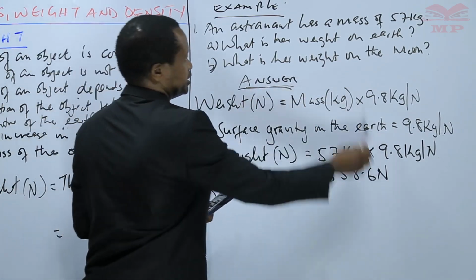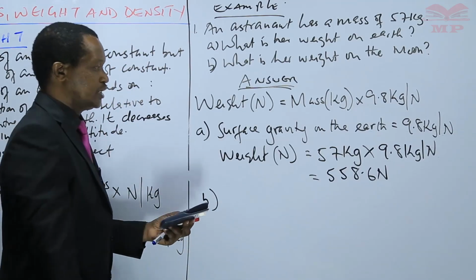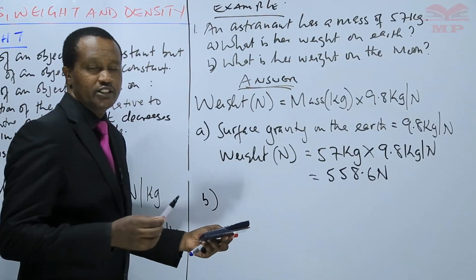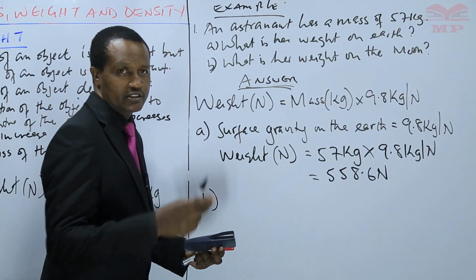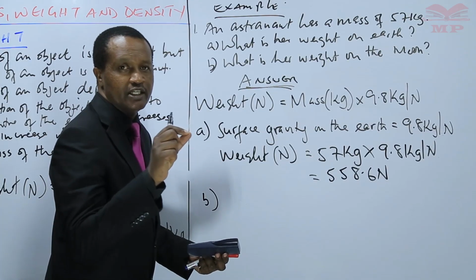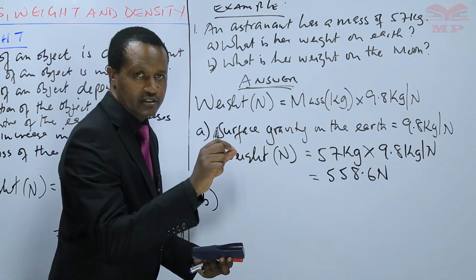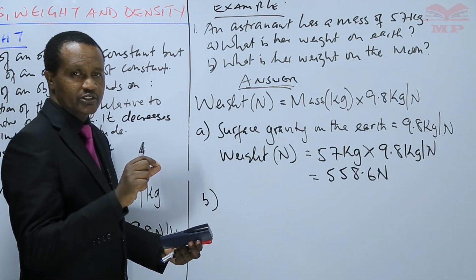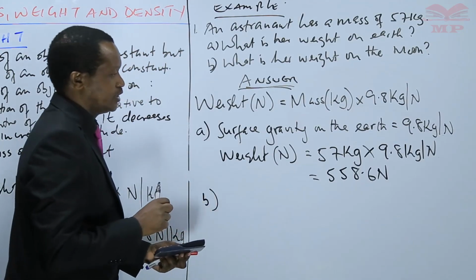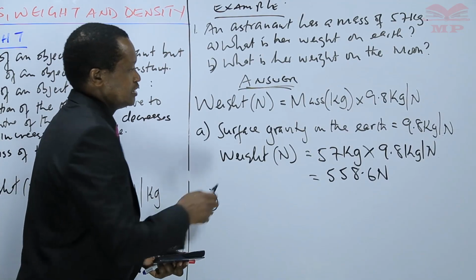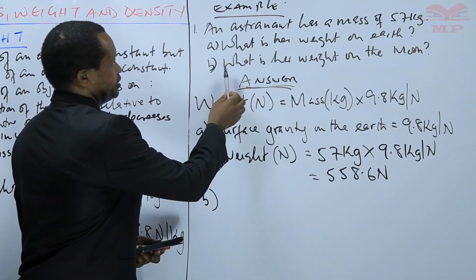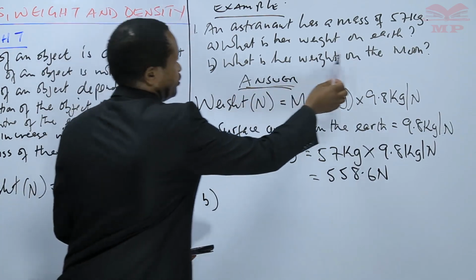What is her weight on the moon? Learners, remember we said that the weight of an object depends on two things. Number one is the position of the object in relation to the center of the earth. Number two, it depends on the mass of the object. Here we've calculated the weight of this object on the earth. We want to calculate the weight of the object on the moon.